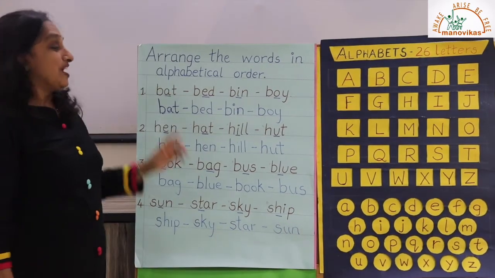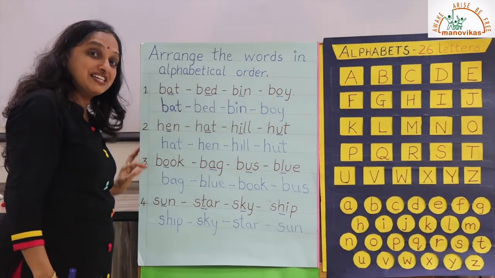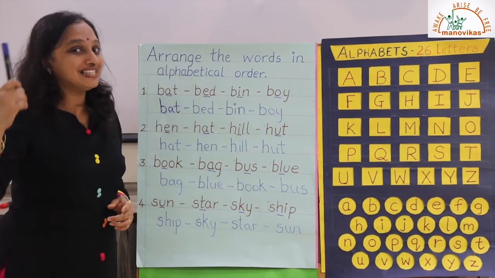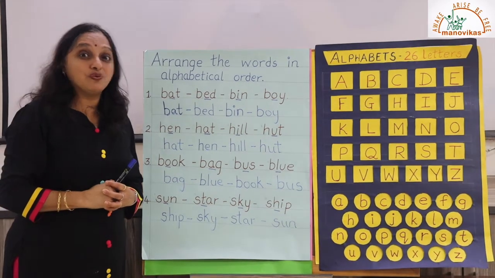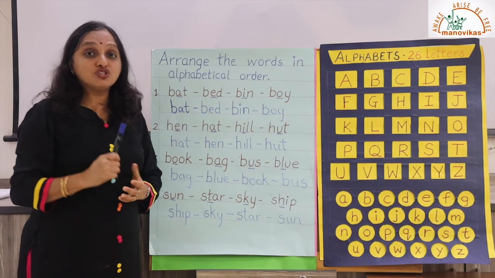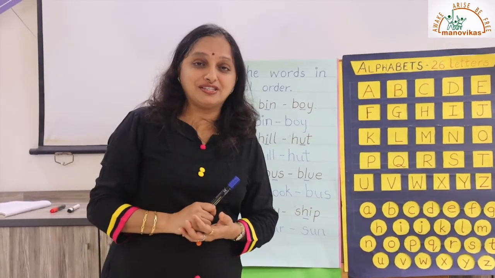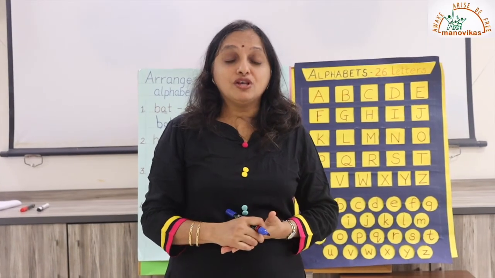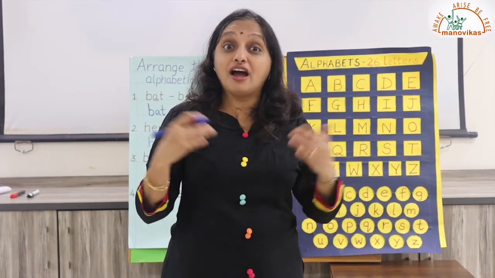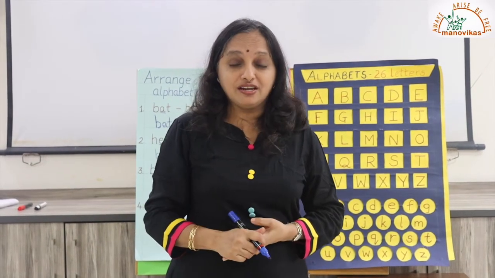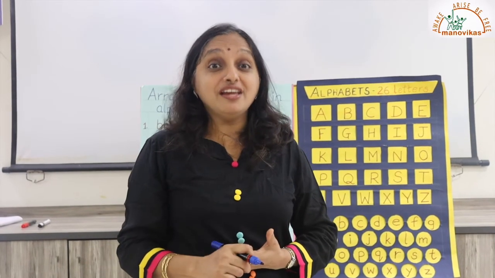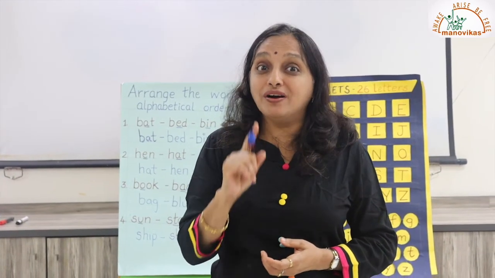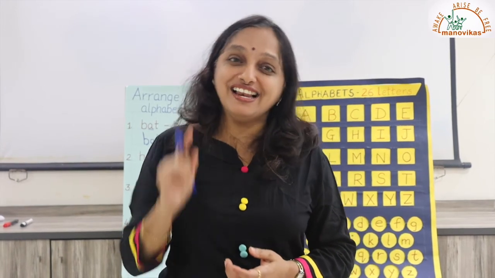So children, now we have arranged the words in alphabetical order. So when the first letter is the same, we look at the second letter to arrange the words in alphabetical order. Now children, why is alphabetical order important? It is not possible for us to know the meaning of every word. So when we want to know the meaning of an unknown word, we look up the dictionary. What is a dictionary? A dictionary is a book with all the meanings in it. And in the dictionary, the words are written in alphabetical order.